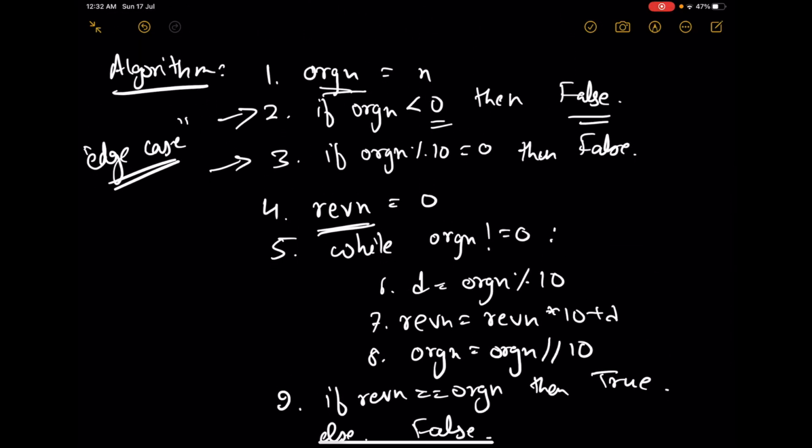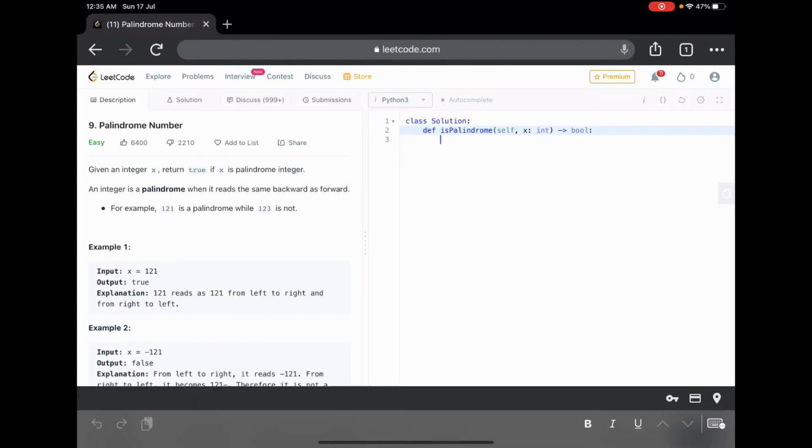And now all we need to do is code this up in Python, which is going to be fairly easy now that we've even written a pseudocode for it. So let's start writing the code now. So the first thing we have to do is take orgn, or original n, and set it to our input, right? So the input here is x.